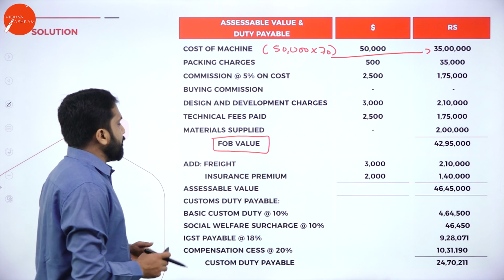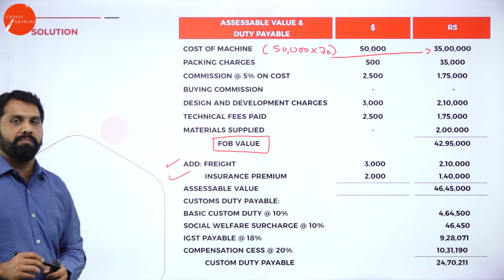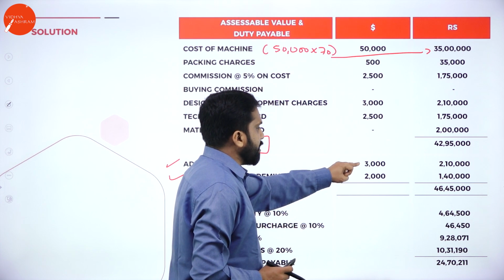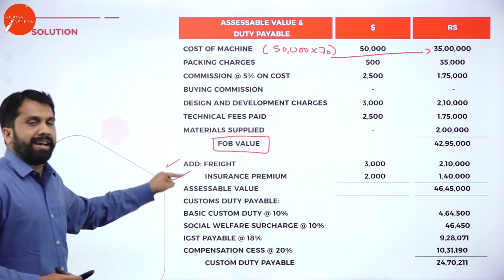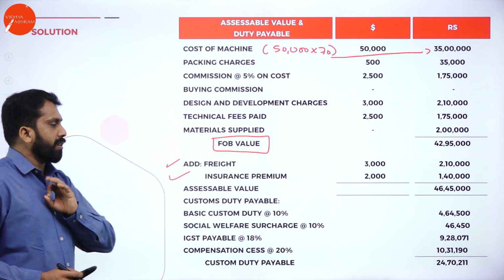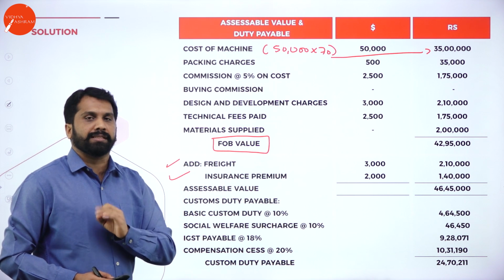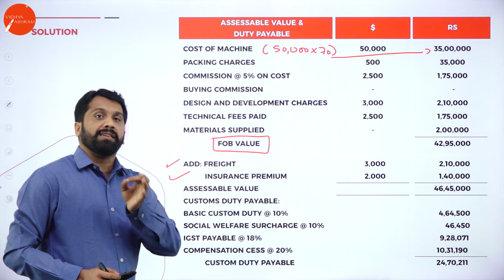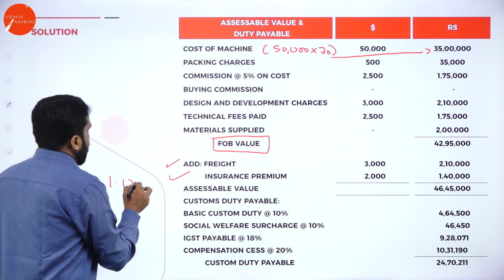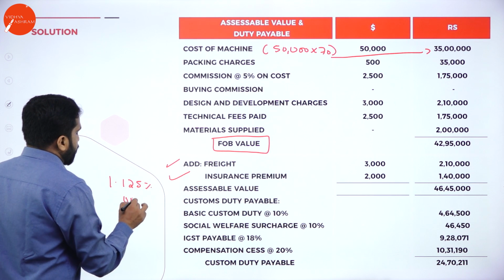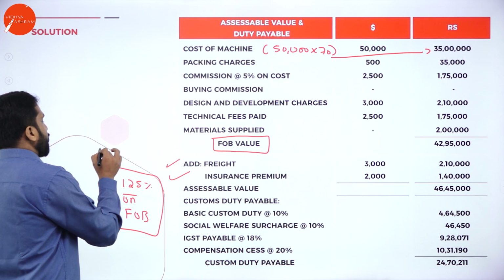Now, for this, you have to add freight and you have to add insurance premium. Now, freight is how much? 3,000. Insurance premium is 2,000. Now, in this, you have an adjustment. Listen carefully. In case in the question paper, they have not given insurance, then remember, you should consider 1.125% on FOB. Remember, this is very important.